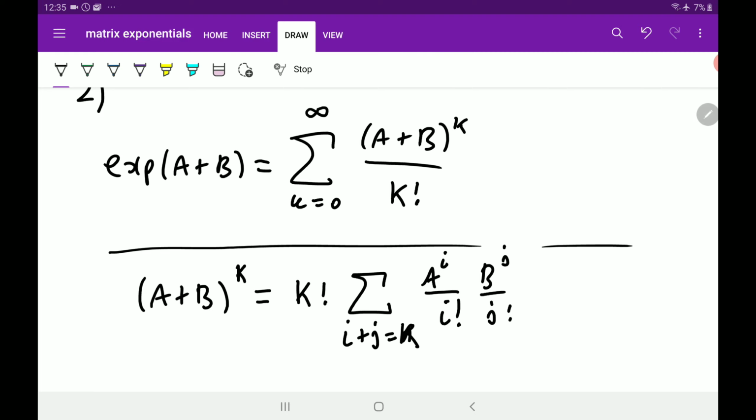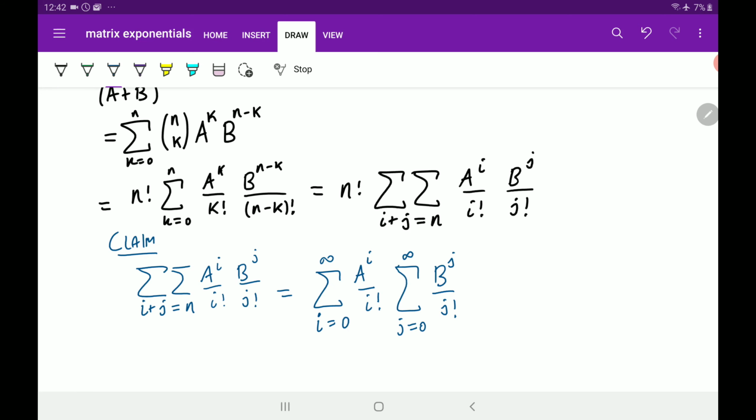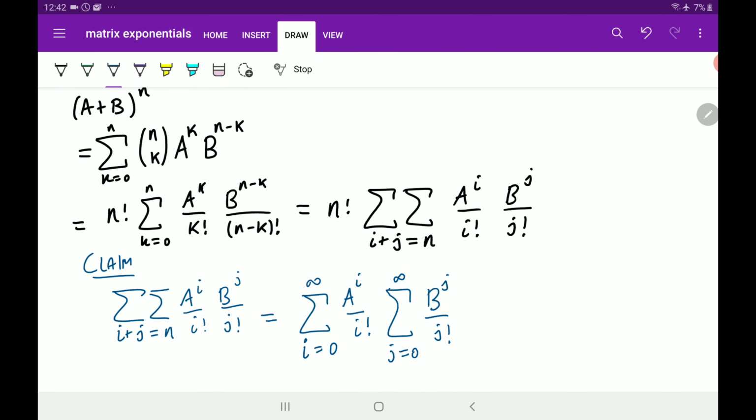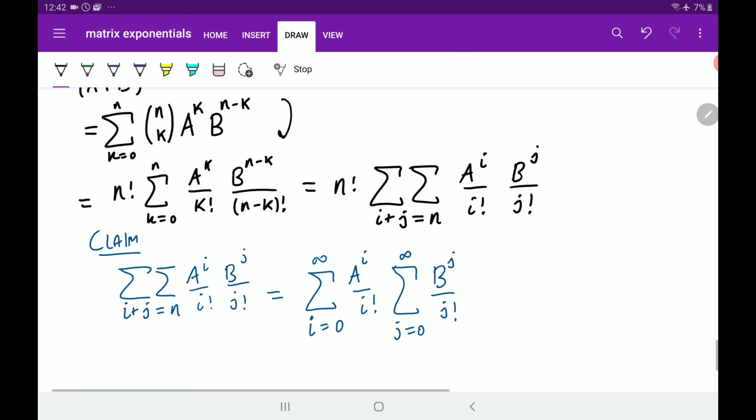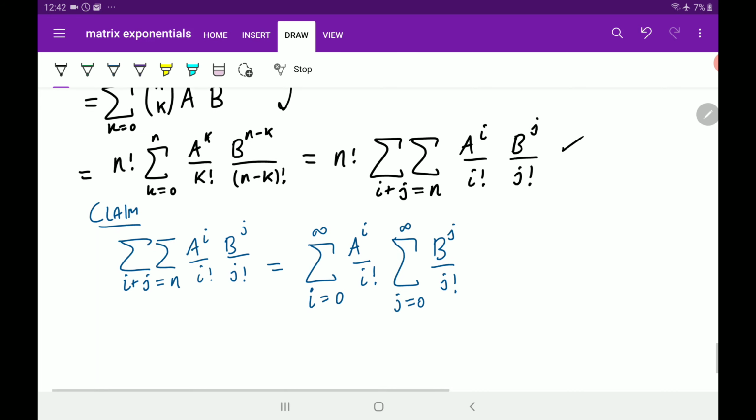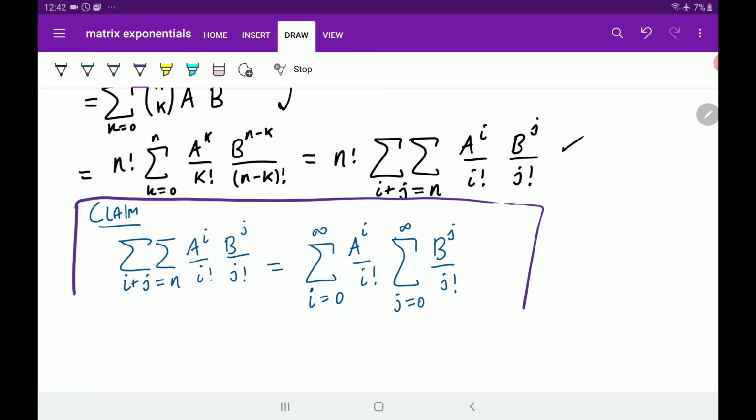So sorry, this is correct. All right, so the binomial theorem gives us this, and then we can rewrite it as this double sum over i plus j is equal to n. So we got this. Now our claim is the following statement, that we can separate this sum right here into a product of a^i's and b^j's.